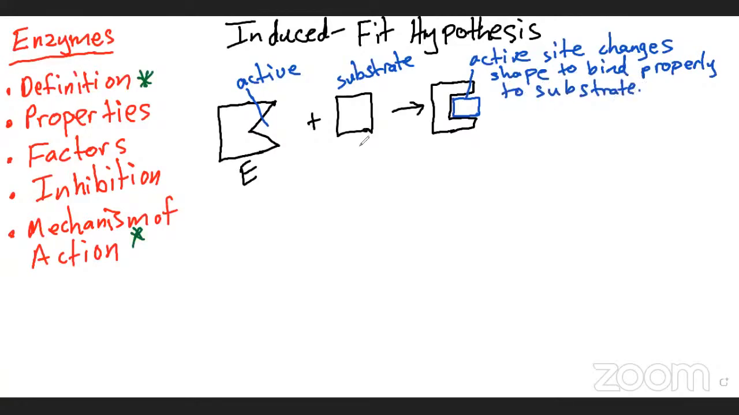So that is the key difference between lock and key and induced fit. Lock and key tells us that the substrate has the specific shape for the active site. So this would be the lock and key. But with the induced fit, the substrate doesn't have the specific shape, but the active site will change its shape to accommodate the particular substrate. So that is the difference between lock and key and induced fit.